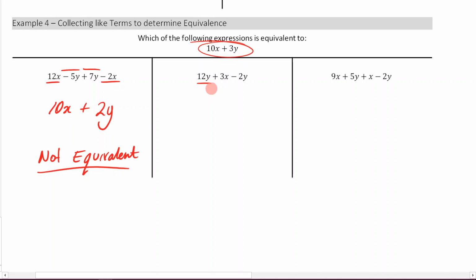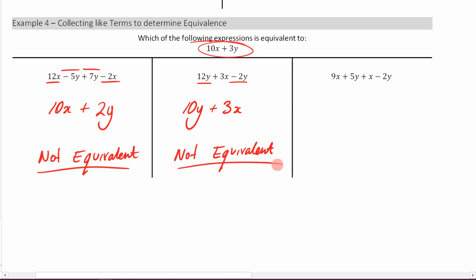Next, we have 12y minus 2y, that's 10y. Then we have plus 3x. Well, is that the same as what I've been given here? 10y plus 3x. No, I have 10x plus 3y, so that's not equivalent. And then lastly, I have 9x plus x, that's 10x, and 5y minus 2y, that's plus 3y. Well, here I have 10x plus 3y. Here I have 10x plus 3y. So that means they're equivalent.